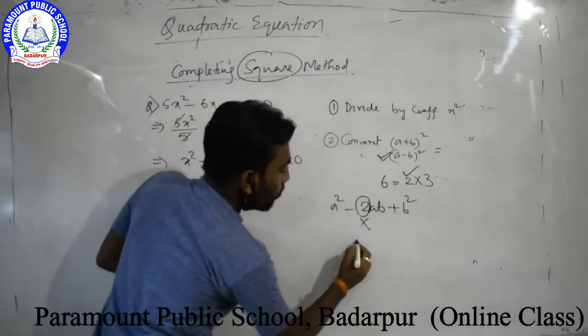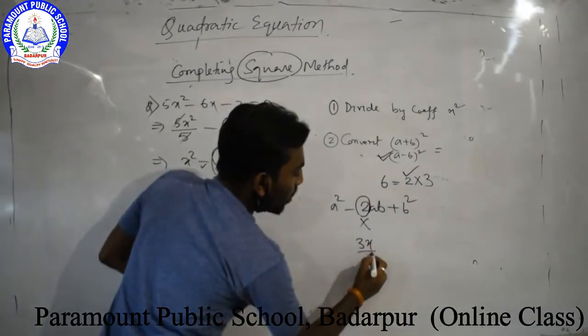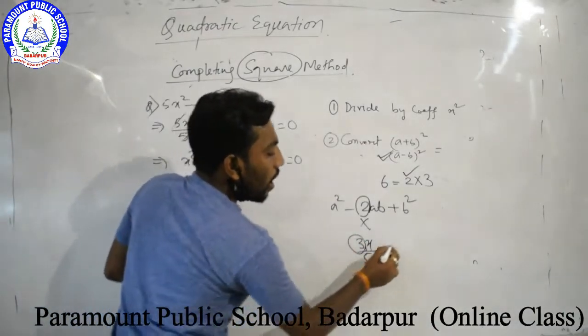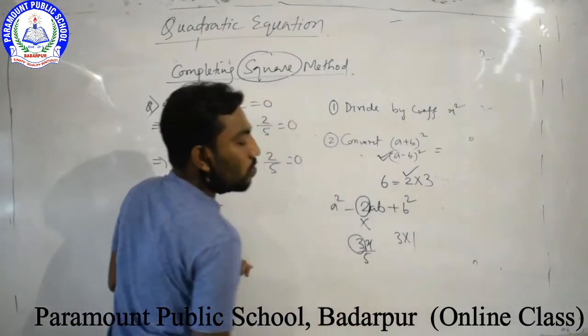Suppose, let me write one more. If the value would be 3x by 5. So if I factorize this 3, I will get the factor as 3 into 1.